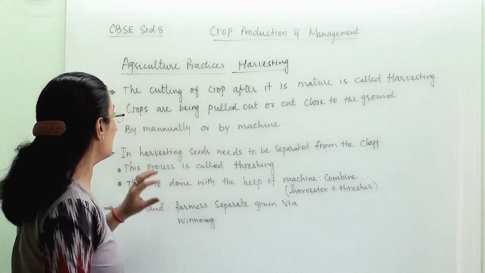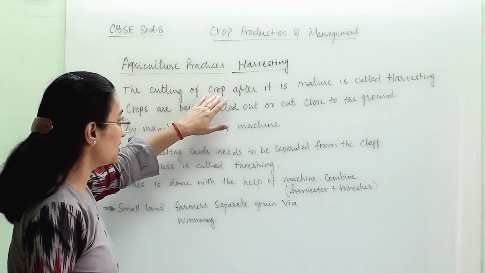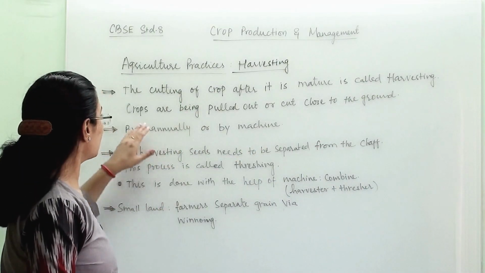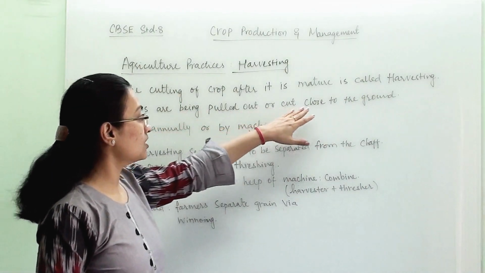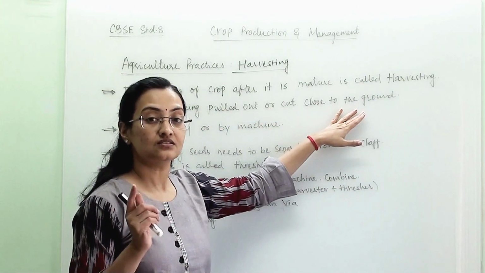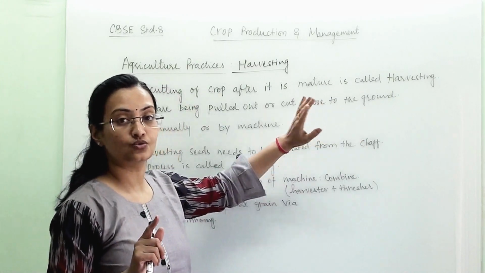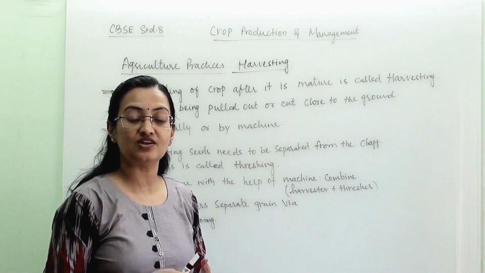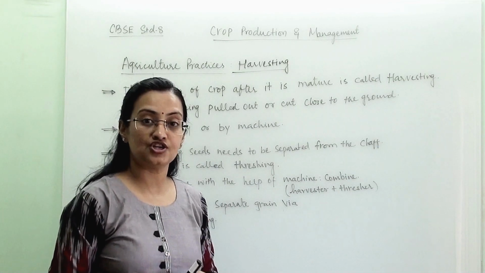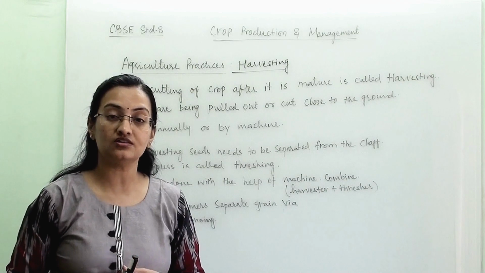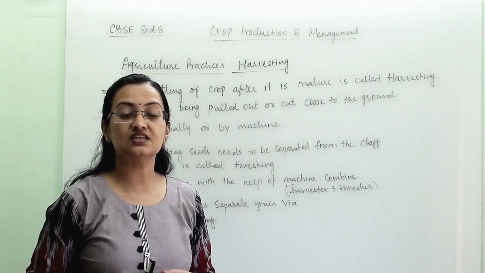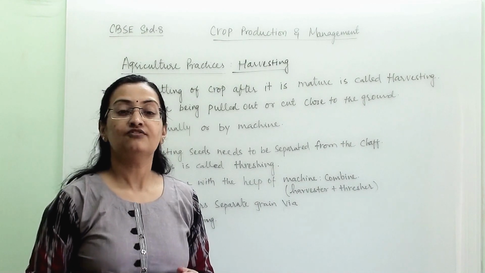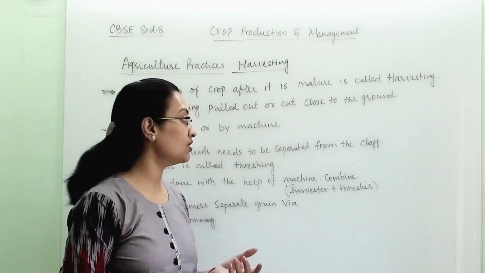So what is the meaning of harvesting? The cutting of crop after it is matured is called harvesting. In this method, crops are pulled out or cut close to the ground after the crop has matured, and that is known as harvesting. Now in our country, harvesting is done manually and also by machine. If the field is small, then harvesting is done manually, and if the field is large, then farmers use machines called combines.